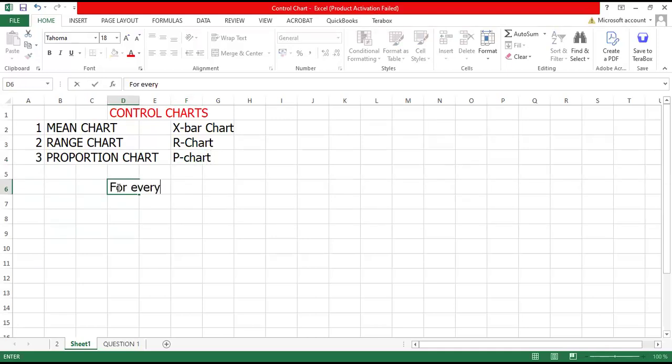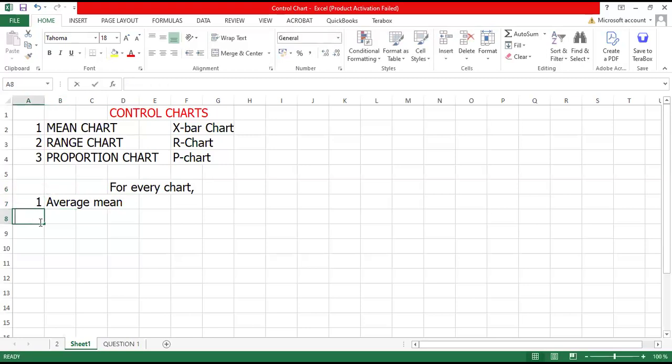For every chart, you realize that we are going to be getting the average. If it's mean, you get average mean. If it's range, you get average range. If it's proportion, you get average proportion. So that is number one.